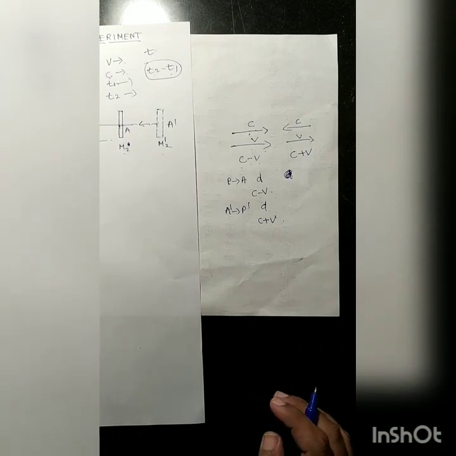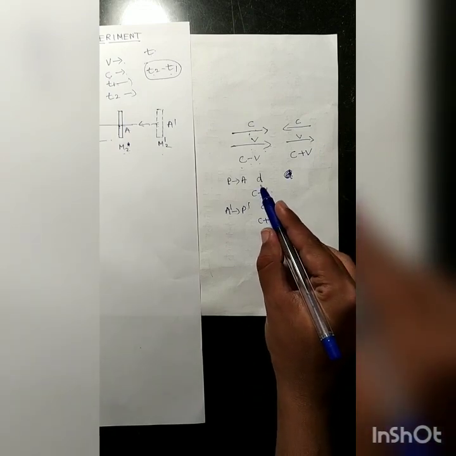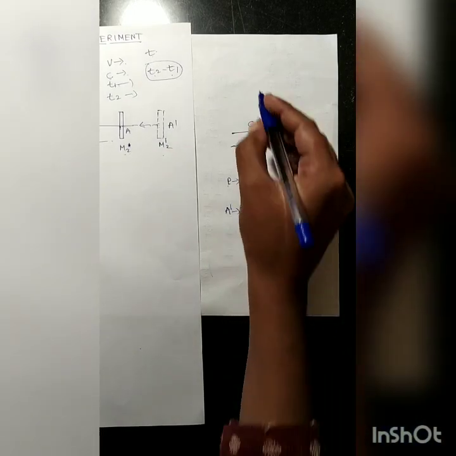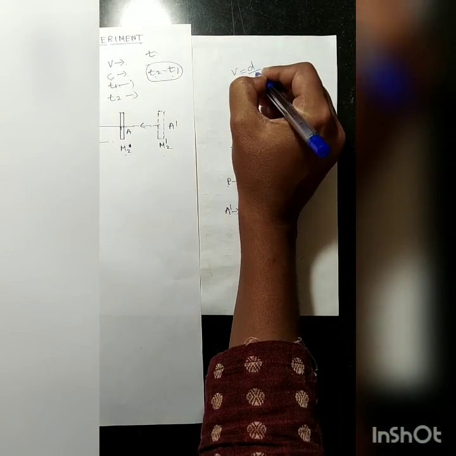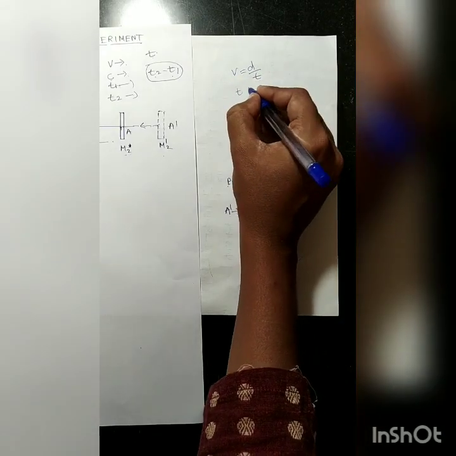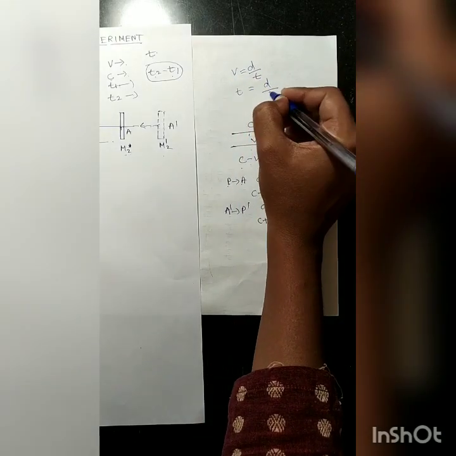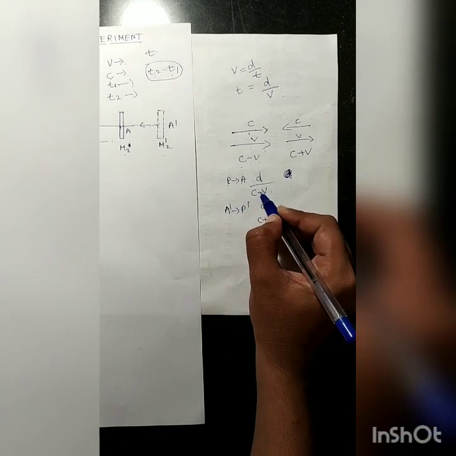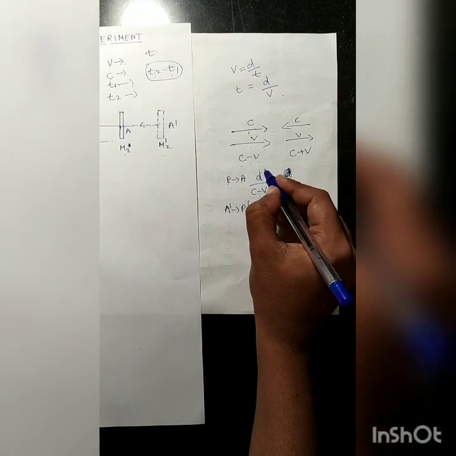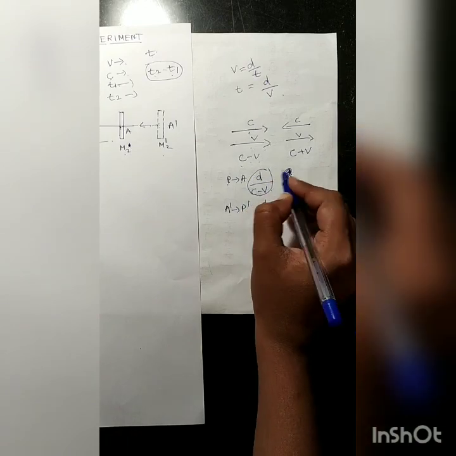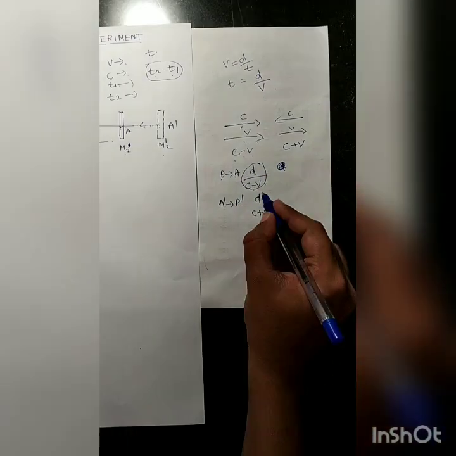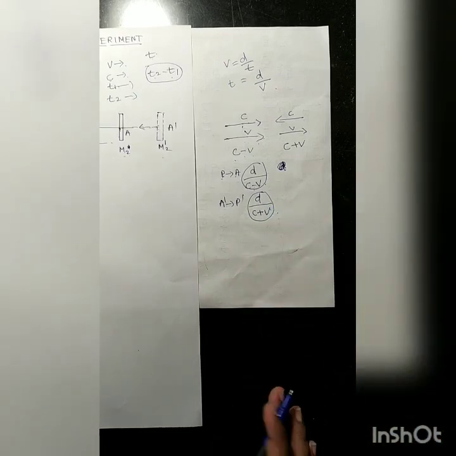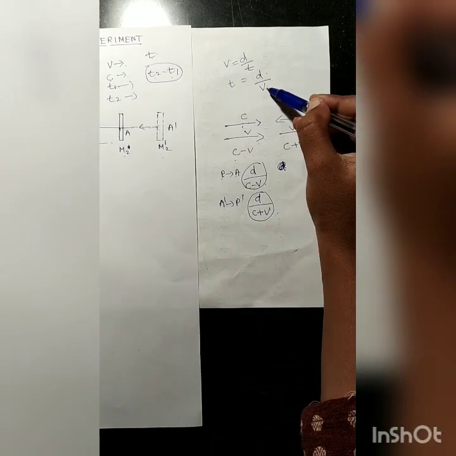So what would be the time taken? What would be the time taken to go from P to A? We know velocity is distance divided by time, so time is distance divided by velocity. So D divided by velocity gives the time to go. And while returning, what will be the time? That is D divided by c + v, according to the formula, distance divided by velocity.